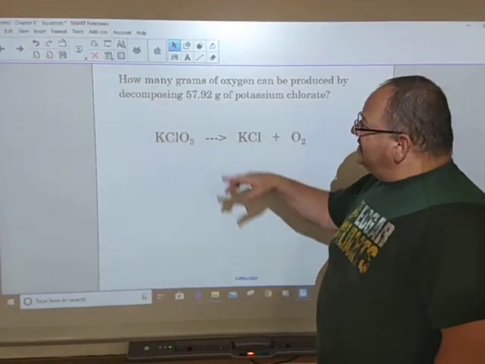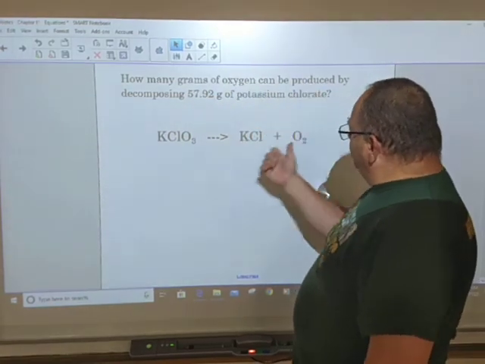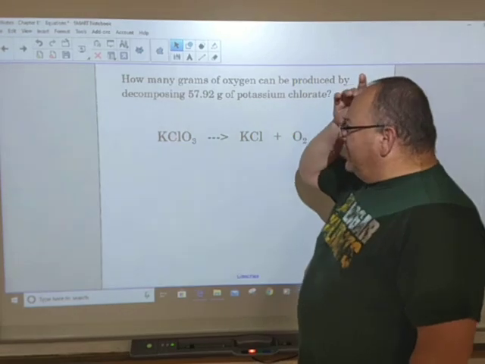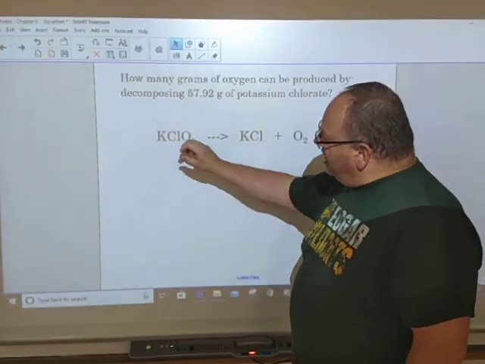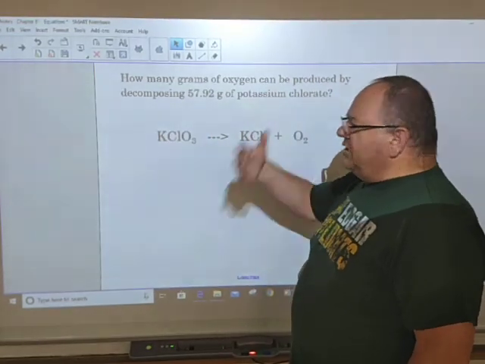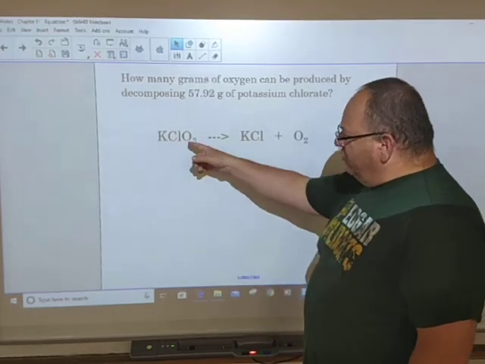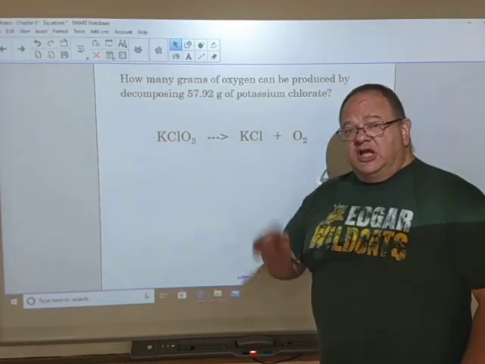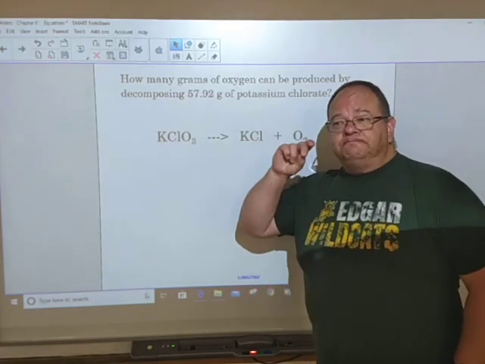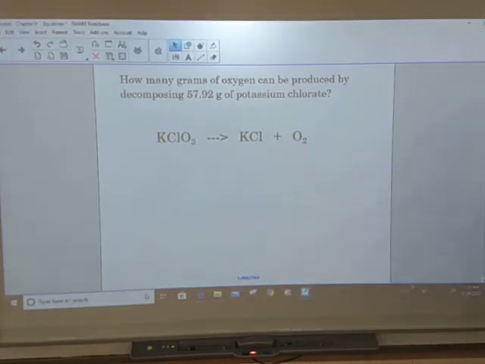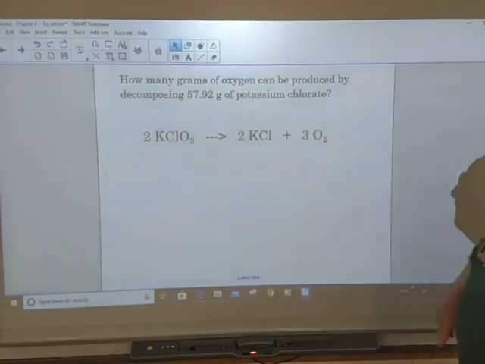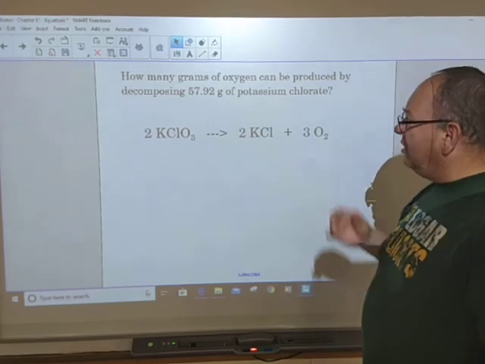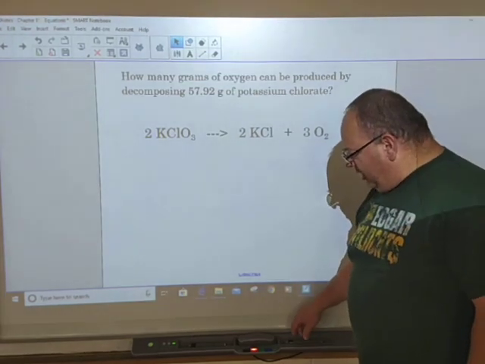And if we look at it, it says how many grams of oxygen can be produced, so we know that that's a product. And we're decomposing potassium chlorate. So potassium chlorate is what we start with, and we're going to rip it apart, and we'd have to have some other background knowledge to know that when you rip that apart, you're going to get these things. Now, I didn't balance the equation yet. I want you to balance it right now. Hope you're done. Okay, there we go: 2, 2, and 3. Make it all balanced. So now we're ready to do the calculation.